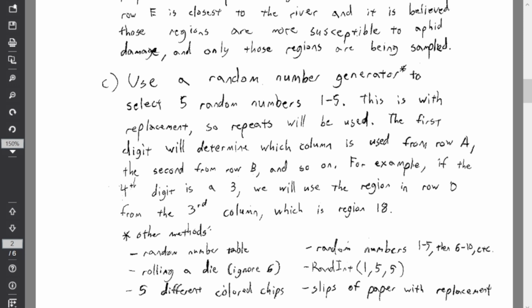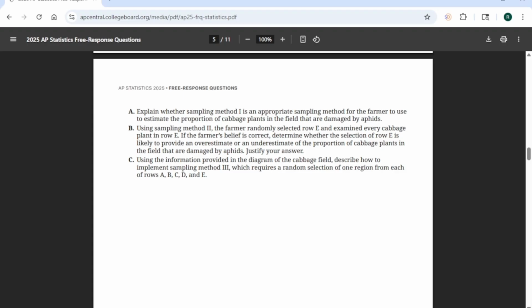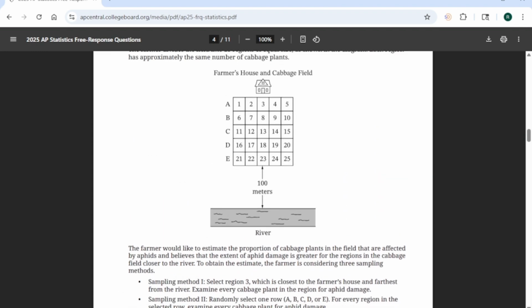So each digit is going to determine which column from that row we're going to use. The first digit tells me what we're going to use from row A, the second digit from row B, and so on. So for example, for the fourth digit, if that fourth digit is a 3, we'll use the region in row D from the third column, which is 18. So we look at row D, it gives us a 3, and so we go 1, 2, 3. Here is the region that we're going to use. So each of the numbers will tell us a number from the region to use.